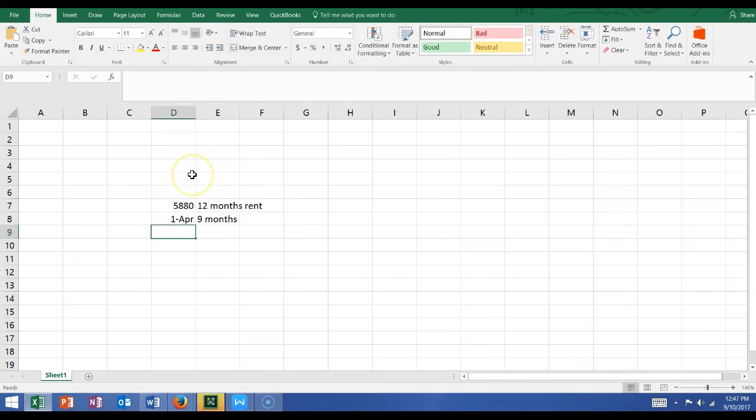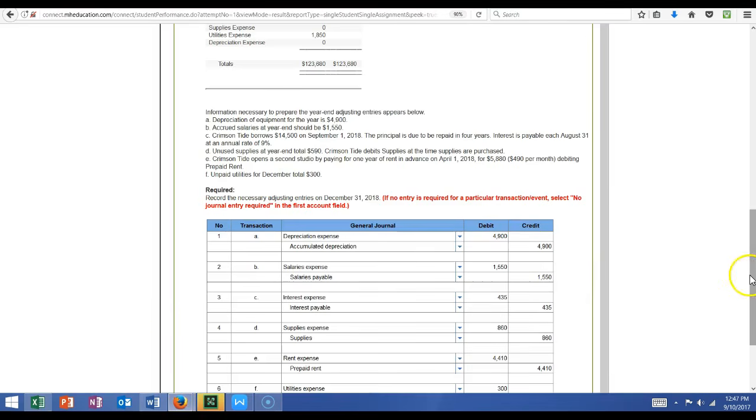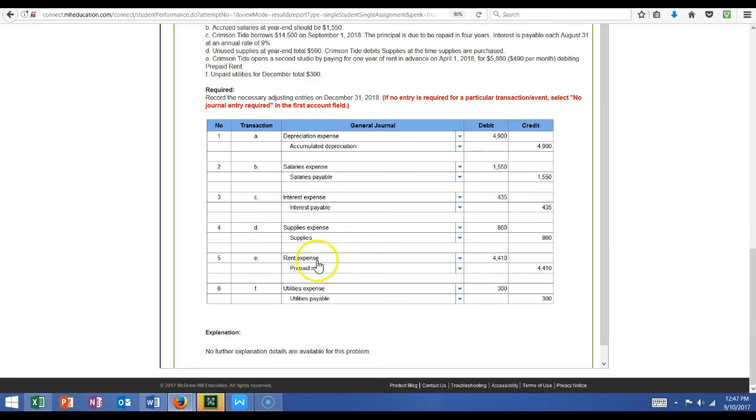So $5,880 divided by 12 months is $490 a month. $490 a month times 9 months that have gone by is $4,410. Don't you see how we need to show a rent expense of $4,410, because just due to the passage of time, this rent is used up. And then we're going to reduce our prepaid rent by $4,410 because we don't have that anymore. We've used it up.